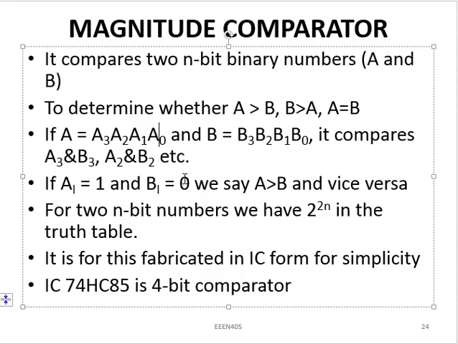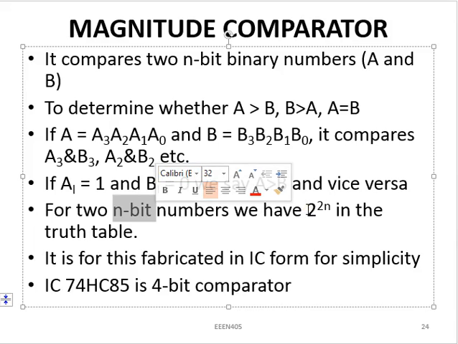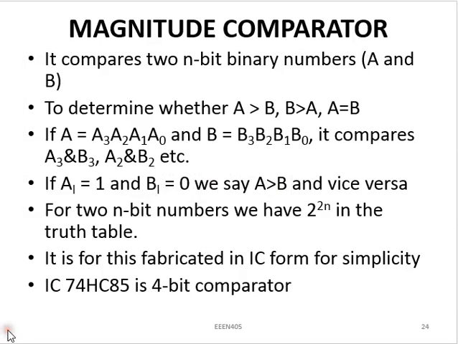If you want to do this using a discrete logic diagram and you have n bits numbers that you want to compare, you need up to 2 raised to power 2n rows in your truth table. For instance, here we have 4 bits, so our truth table should have 2 raised to power 2n, that is 2 times 4, 8. 2 raised to power 8 is a very, very big number. So in order to avoid this, magnitude comparators are normally fabricated in the form of integrated circuits.